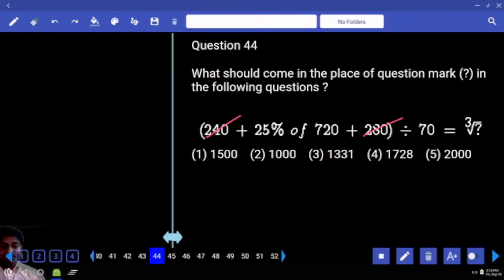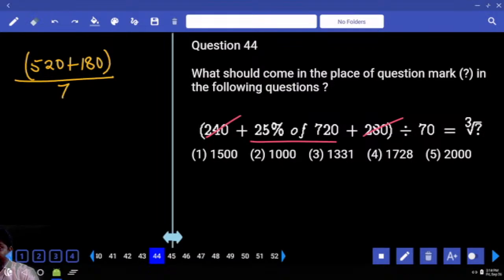240, 280. 520 plus 25% is 1/4 only. Half and half. Half is 360, again half 180. When I add these values, how much you get? 700 divided by 70. 10. Cube root of x is equal to 10. X will be 10 cube, 1000. Second option.